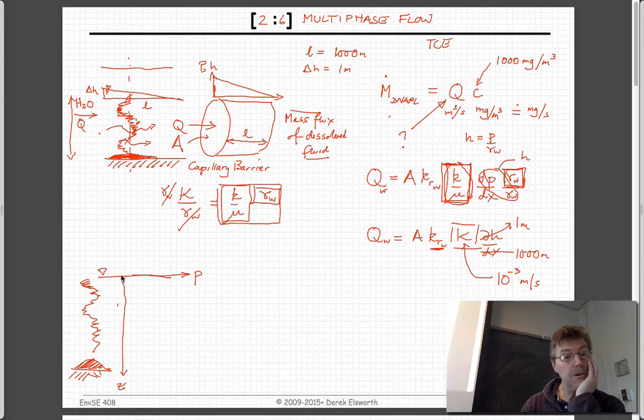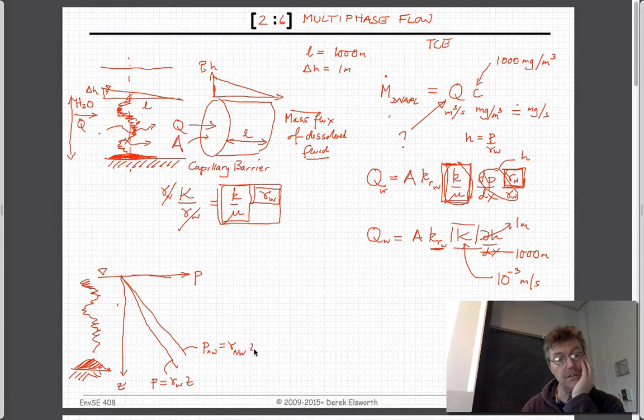What do we know? We know that the gradient of pressure of water has to look something like pressure equals unit weight of water times the depth. We know that the pressure change of the NAPL has to equal the unit weight of the non-wetting fluid times depth. And that the distribution of this is that this is just the capillary pressure. By definition.